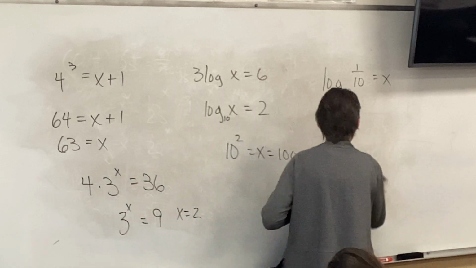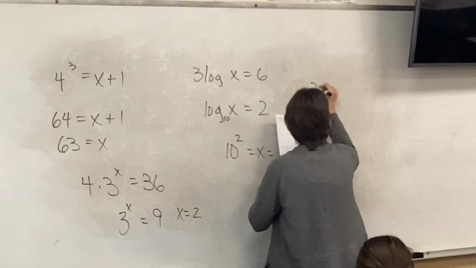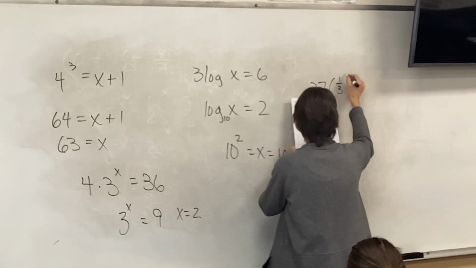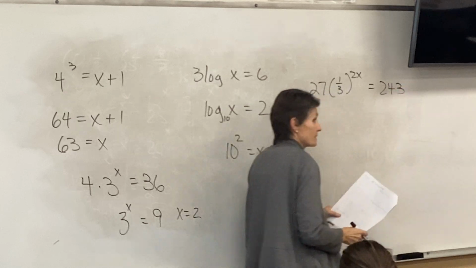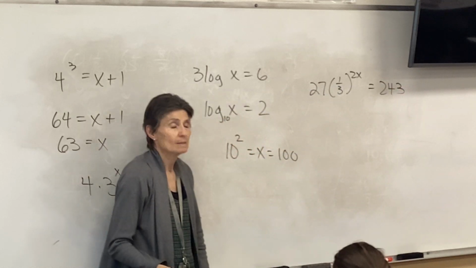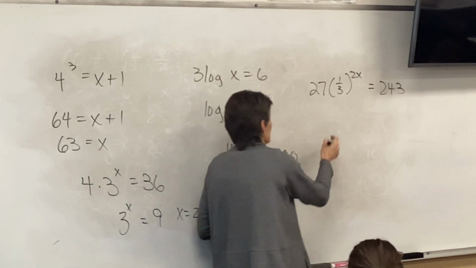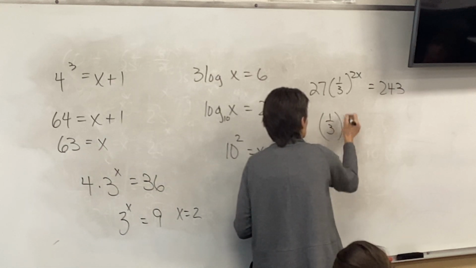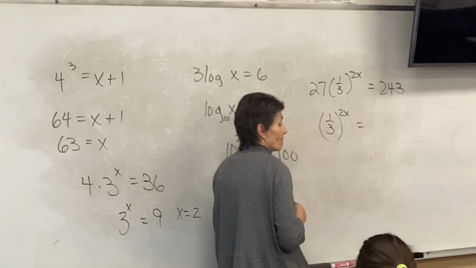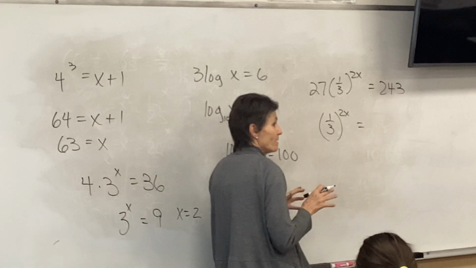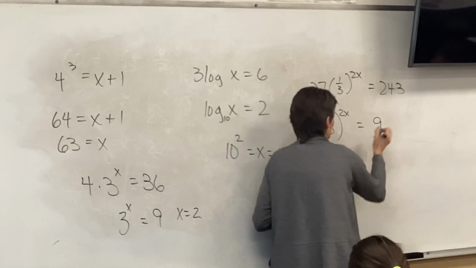All right, talk about scary. 27 times 1/3 to the 2x equals 243. Step 1, divide by 27. So 1/3 to the 2x equals, you'll have a baby calculator. I think that's 9.